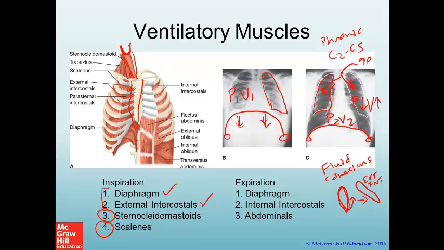Expiration. Normal expiration is the diaphragm. Diaphragm relaxes, returns to normal shape and size. You can get a little more forceful by using the internal intercostals, which now are going to do the opposite. They're going to take the rib and flare it in.